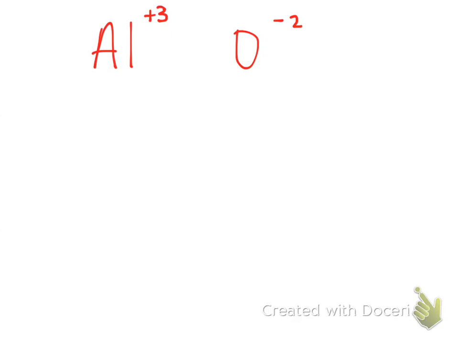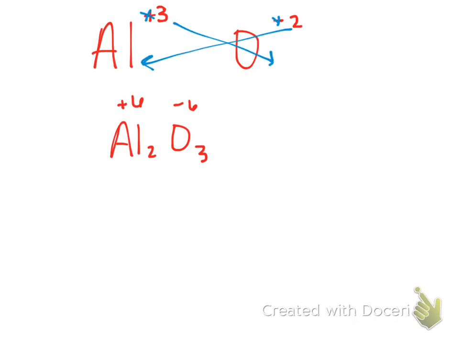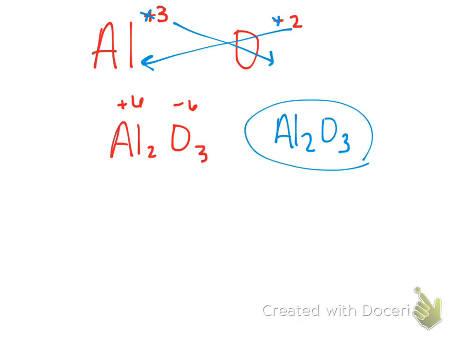Okay, so if I need them to balance, right, how many aluminums would I need? 2. Al2, and how many oxygens would I need? 3. Right, that would give us here a +6 and a -6. Okay, or you can just do the cross method, which means we drop the charge and we cross down. That would leave us with Al2O3. Okay, either work fine. If you do the cross method, you should still check yourself in terms of the charges to make sure you didn't mix something up.